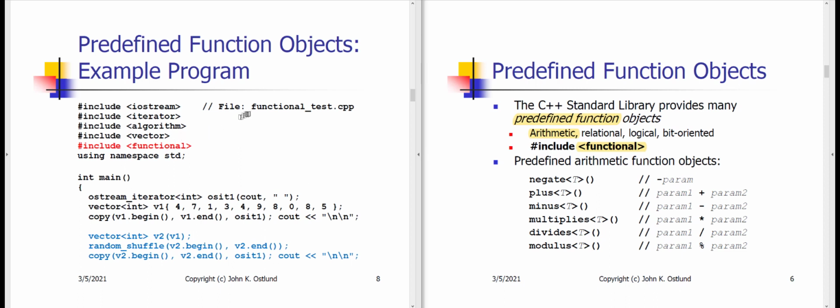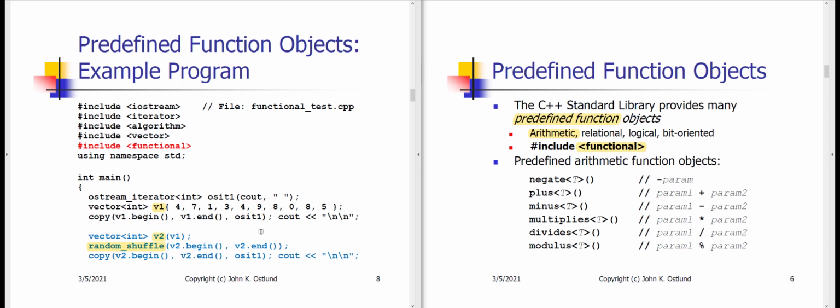Okay, so here we have a file called functionaltest.cpp. I'm setting up my output stream iterator so that I have spaces between the values. And then I'm creating this vector v1 with a bunch of values in it, and I'm using copy to display those values. I'm also creating a vector of integers called v2, which I'm copying from v1. Now here, for the first time, I'm using an algorithm that I briefly mentioned, but that we haven't seen before.